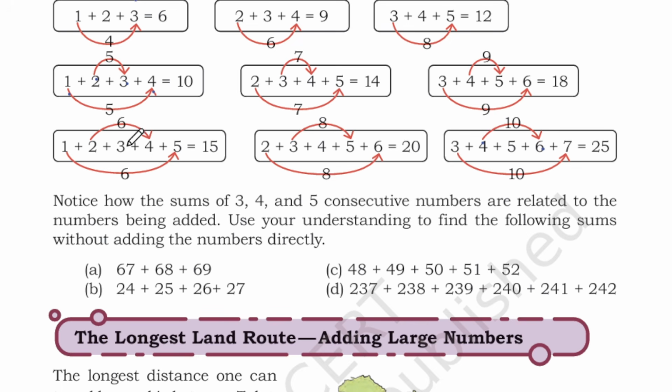Okay, so next, notice how the sums of 3, 4 and 5 consecutive numbers are related to the number being added. Use your understanding to find the following sum without adding the numbers directly. So without adding the numbers directly, we have to find the sums now. So we have 67, 68 and 69. So I will do it with one example.